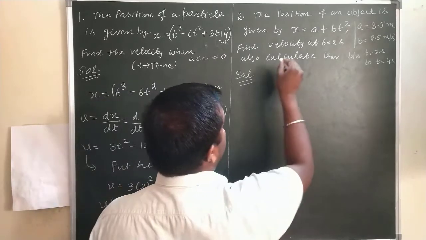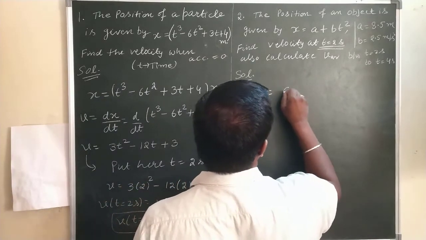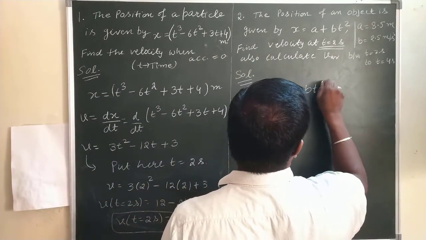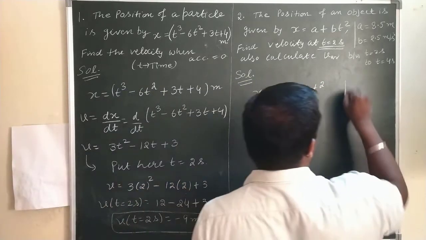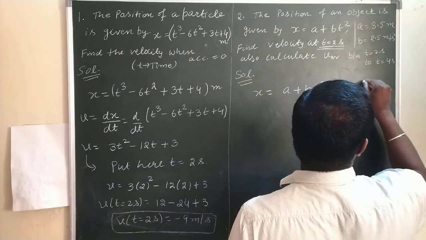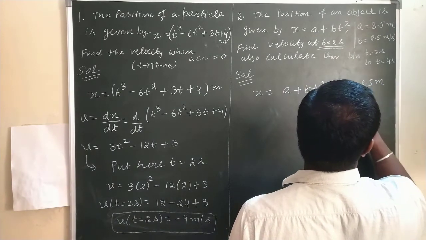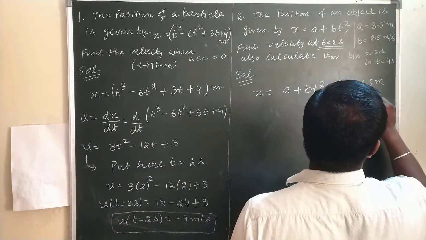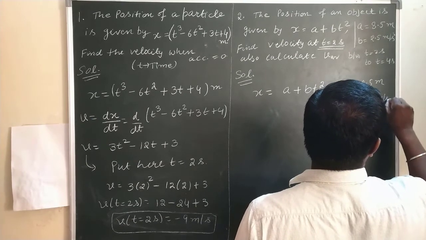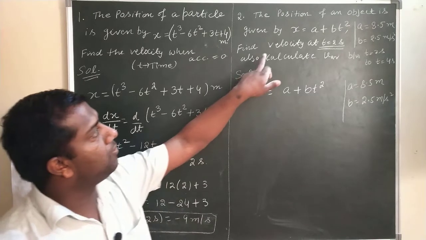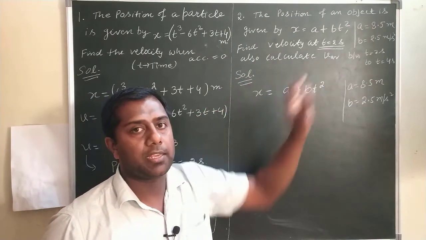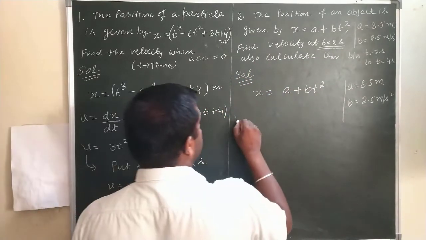So in this case, what they have, the position changes with the time, which is a plus b t square, and a is 8.5 meter and b is 2.5 meter per second square. Clear? So what we have to find out, firstly we will find out the velocity at t equal to 2 seconds. So what is velocity, students?